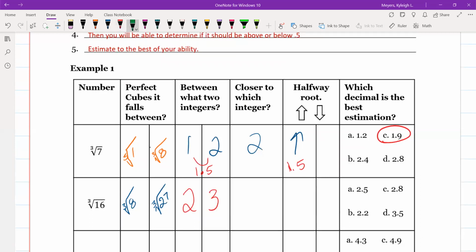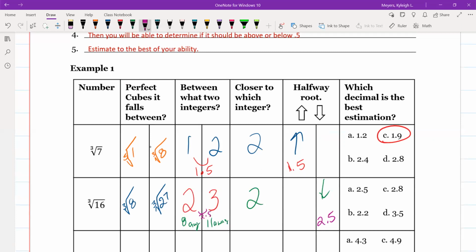Okay, 16 is 8 away from 8, and it's 11 away from 27, so it's closer to 2, right? But I would say they're kind of close to being in the middle, so we're looking for like a 2.4-ish range. And we know it's below that 2.5 point, because it's got to be between 2 and 3.